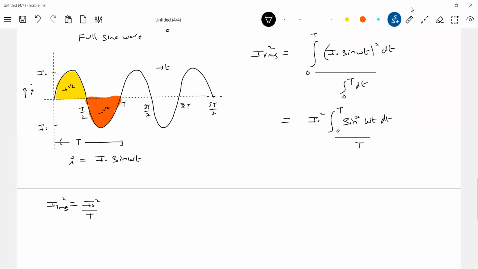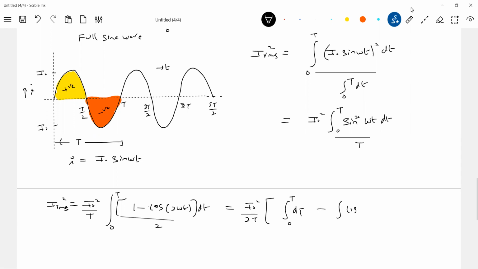So the final, this will be I RMS square equals I naught square by T, integral of sine square, which can be written as 1 minus cos 2 omega t by 2 dt, from 0 to T. I naught square by 2T, integral of dt from 0 to T, minus integral of cos 2 omega t. What do we write 2 omega as? Omega is 2 pi by T, no? So this will become 4 pi by capital T, t dt.